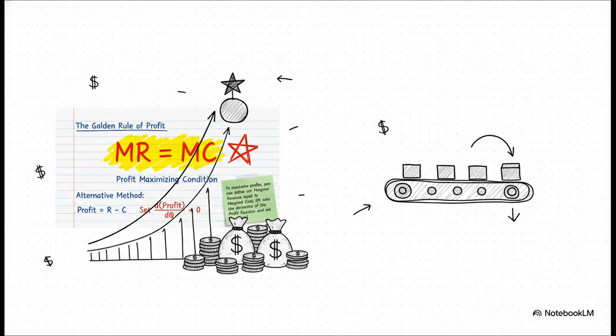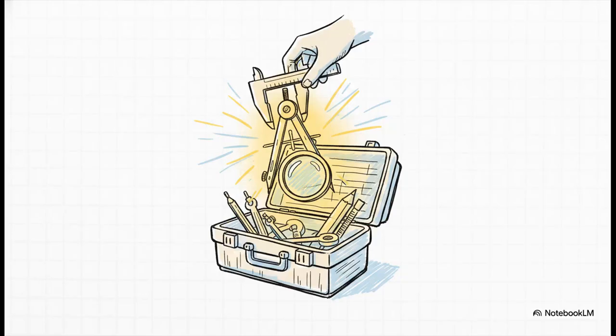MR equals MC. That stands for marginal revenue equals marginal cost. Think of it this way. You should keep making one more item as long as the money you get for it, that's your marginal revenue, is more than what it costs you to make it, your marginal cost. The second it costs more to make that item than you earn from it, you stop. Right there. That's the peak. That's max profit. But how do you actually find those marginal values?